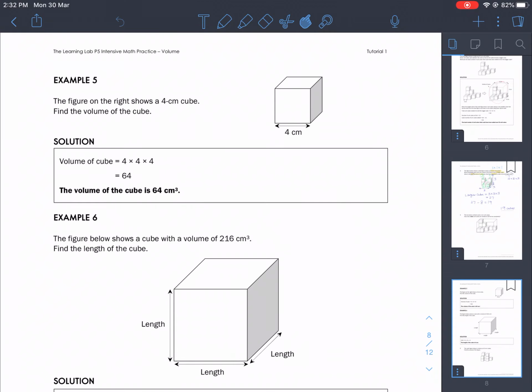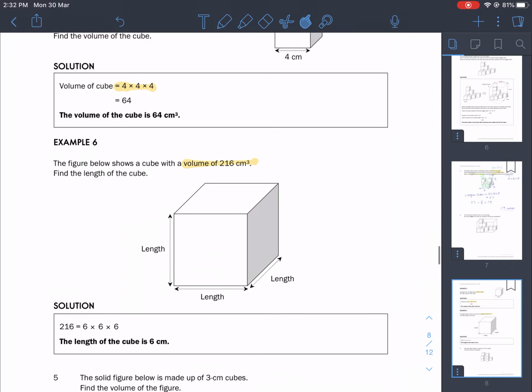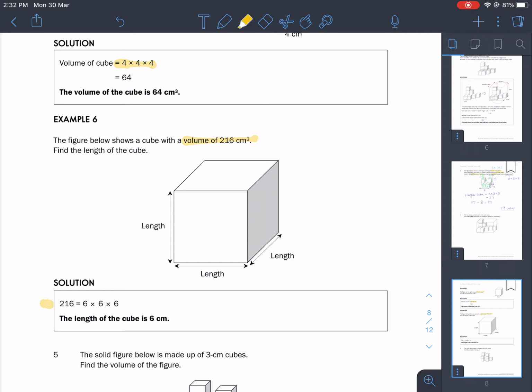Moving on to example 5, the figure on the right shows a 4 cm cube. So with this information, we know that the volume is 4 times 4 times 4. What if they have given us the volume and asked us to work backwards? So this is your working. Now, how do you find out 6 cm?